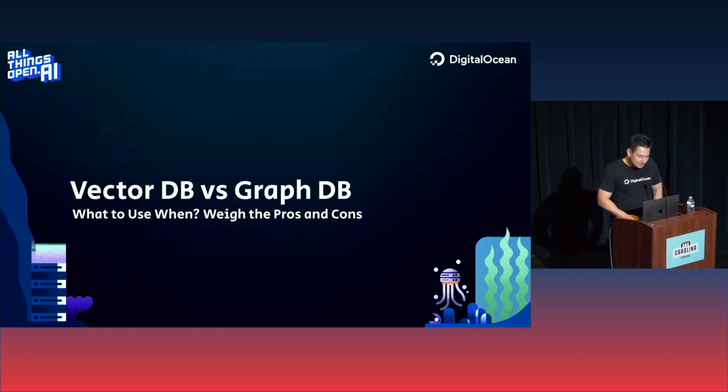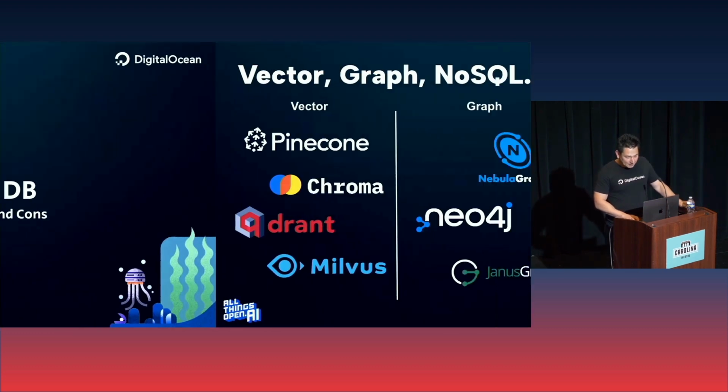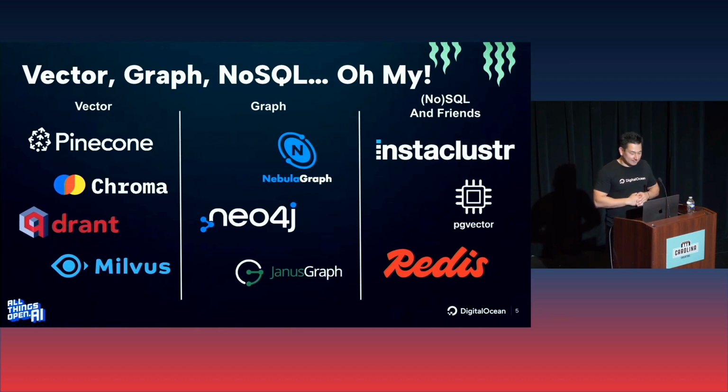So let's do a compare and contrast between vector and graph databases when it comes to RAG. Even before that, there's graph, vector, graph, NoSQL, oh my. There are a ton of different offerings out there to build RAG implementations on, right? You have vector databases like Pinecone and Qdrant, graph databases like Nebula and Neo4j, and then even NoSQL and SQL varieties like Instaclustr and pgvector, which is literally building vector databases on top of traditional SQL, and even in-memory ones like Redis. So there are a ton of different options. Definitely consider all of them when you build a solution for your RAG implementation.